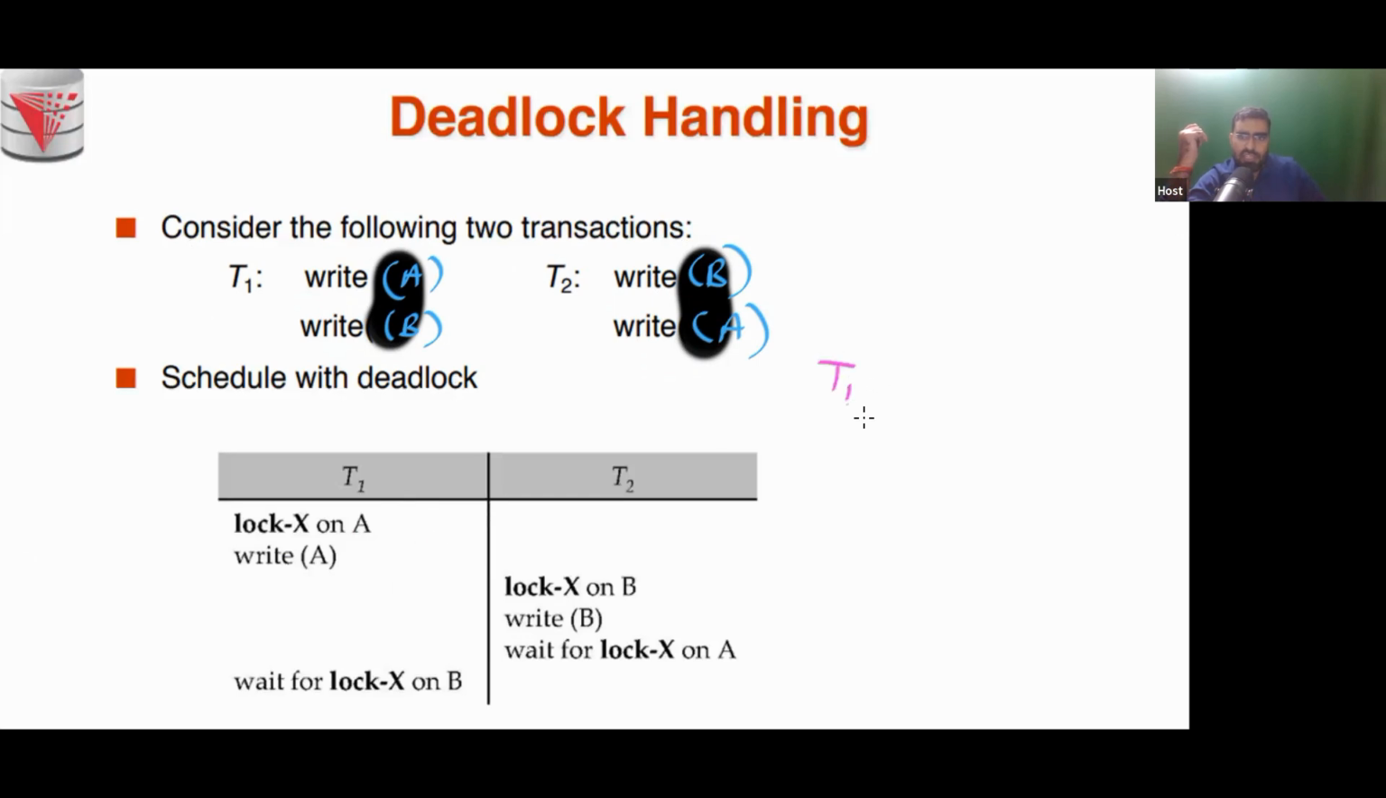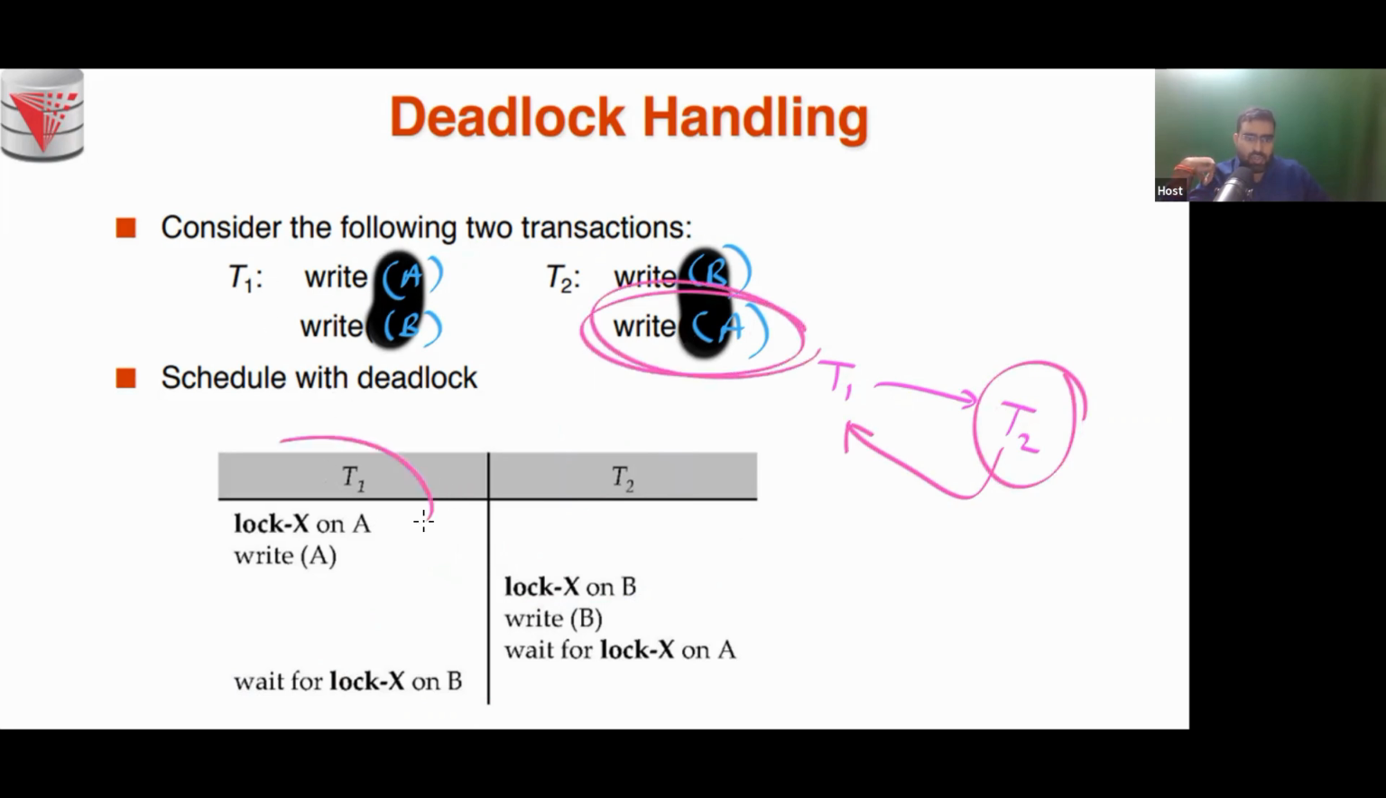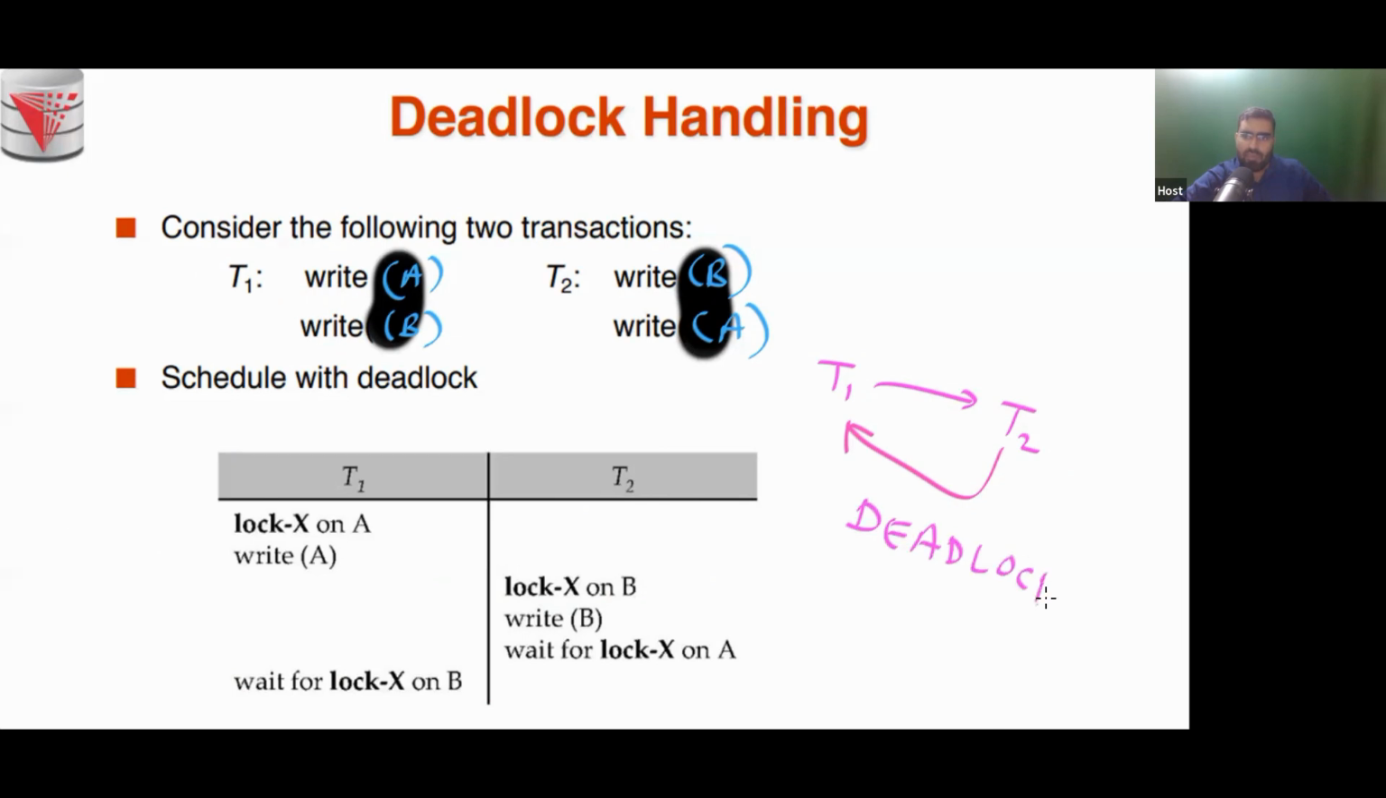Now you can notice here T1 is waiting for T2. T1 wants an exclusive lock on B. So it will wait for T2 because T2 has an exclusive lock on B. T1 is thinking T2 will release the lock. Now T2 is waiting for T1. T2 is thinking that I want an exclusive lock on A, but T1 has an exclusive lock on A, so let me wait so that T1 can release the exclusive lock on A. So T1 is waiting for T2, T2 waiting for T1. This type of situation is called deadlock. None of them can progress. Both of them are waiting for each other.